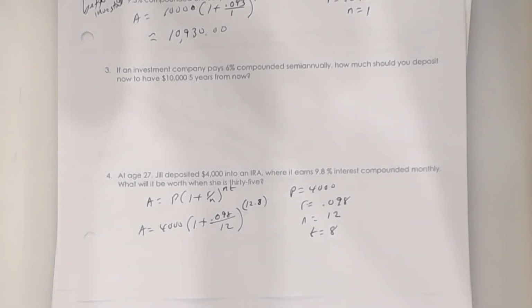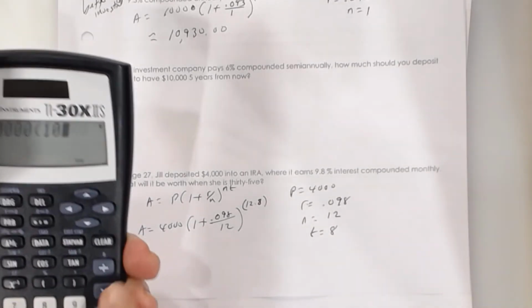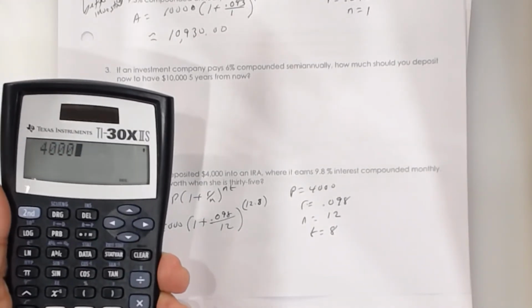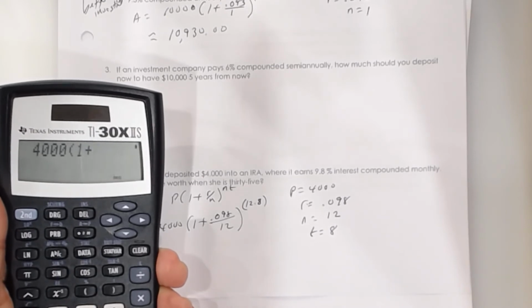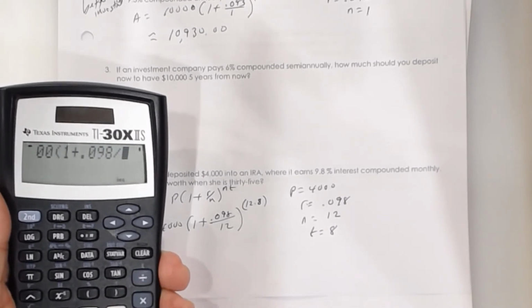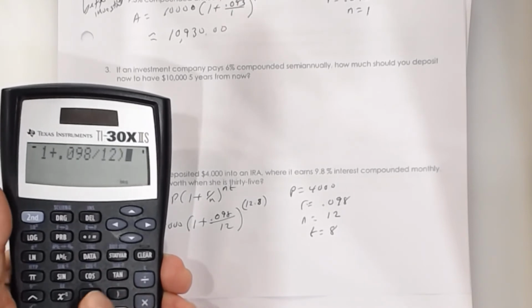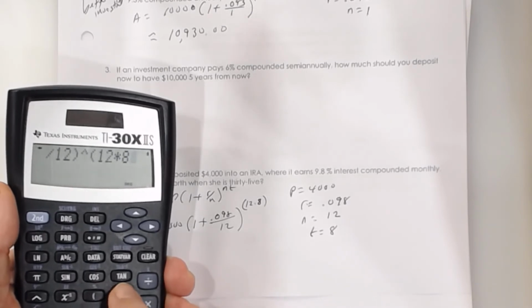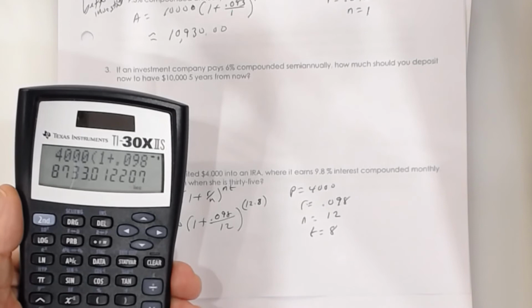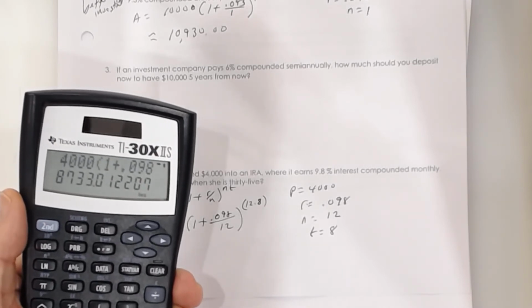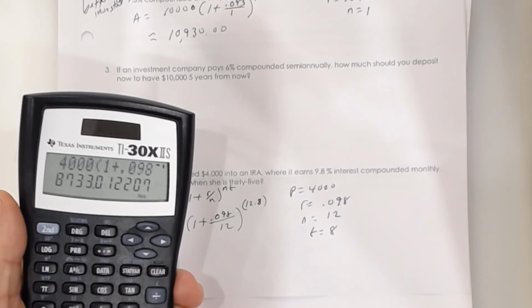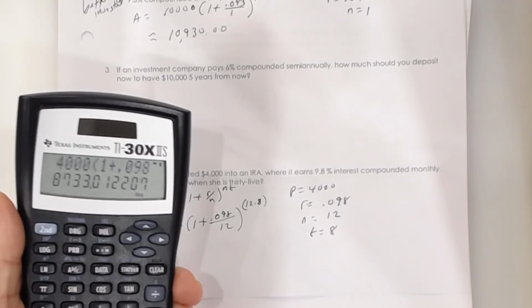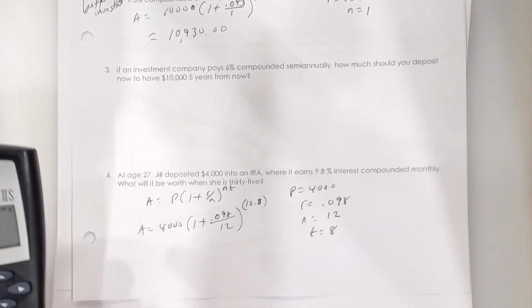All right, now make sure you put this in your calculator correctly. Take your calculator out and make sure you know how to use it. So if you're doing it correctly, you have 4,000 times 1 plus 0.098 divided by 12, close the parentheses, raise it to parentheses 12 times 8, close. If you did it correctly, you should get $87,330 and 12. No, it's $8,733.01.